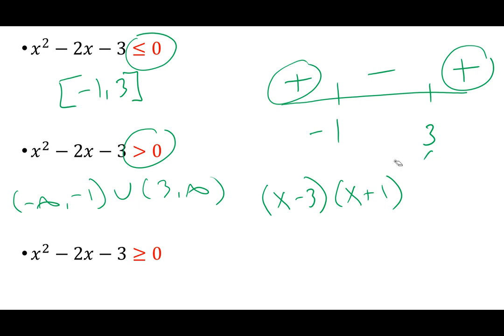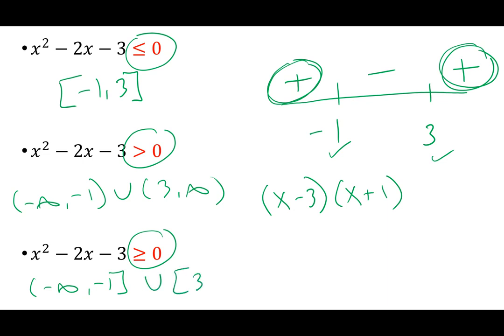Finally, last but not least, what if we now want to solve the inequality greater than or equal to 0? Well, again, we want all the positive locations, but we also want the critical values, which means we're going to want -infinity to -1, and then 3 to infinity with my brackets. So again, the same problem kind of showing you with 4 different interpretations.